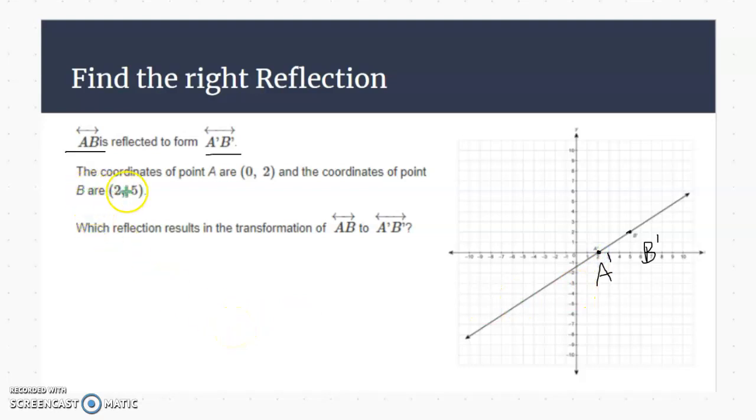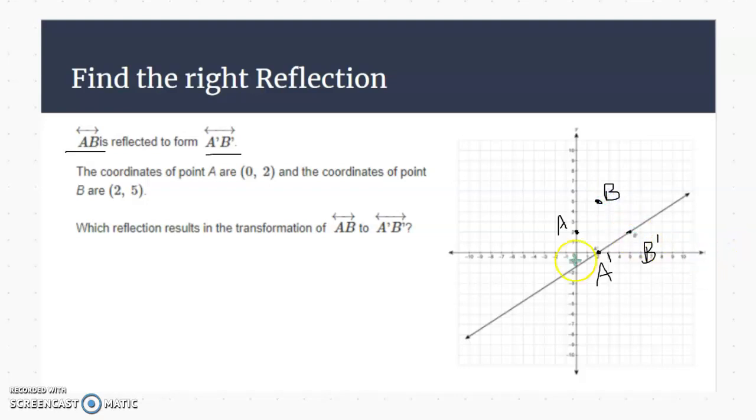It does tell us the coordinates of point A are at 0, 2, and the coordinates of B are at 2, 5. Now these are sort of the reflected points of A prime and B prime. A is at 0, 2. I'm going to plot that. So here's A right there. And B is at 2, 5. I'm going to go right 2. I'm going to go up 5. Here's B.